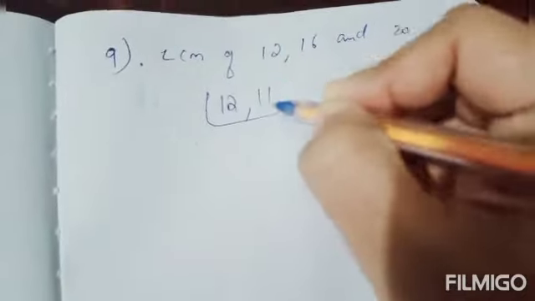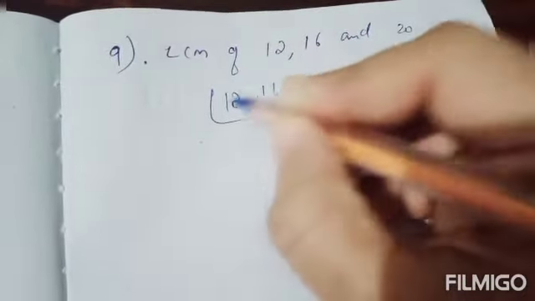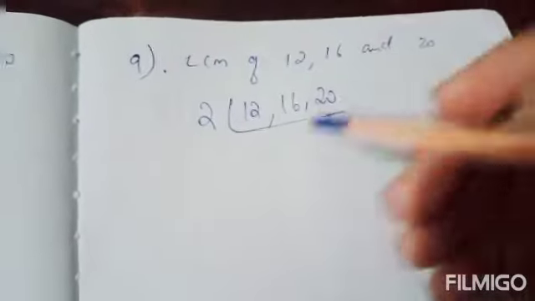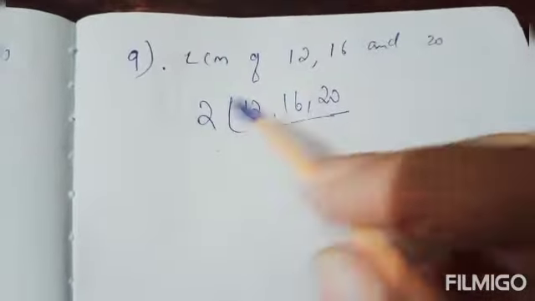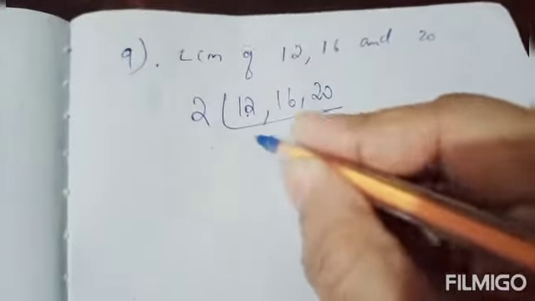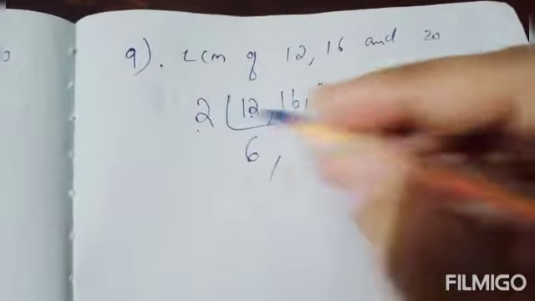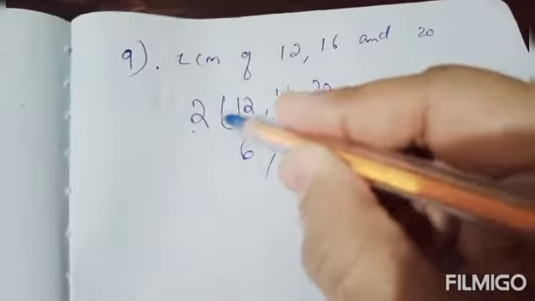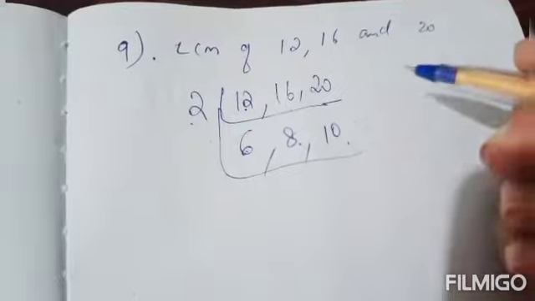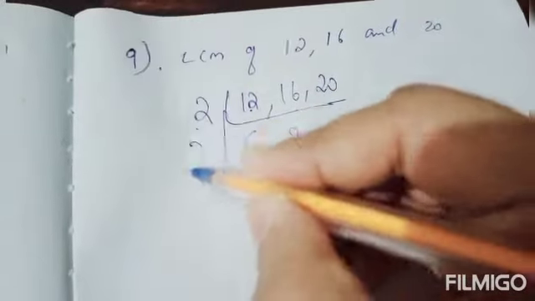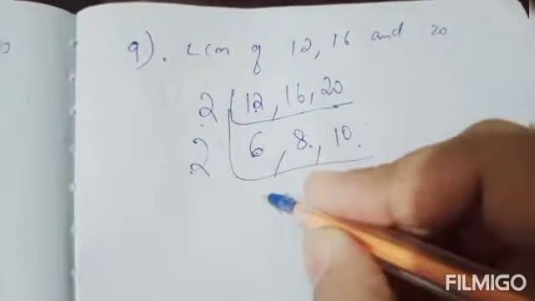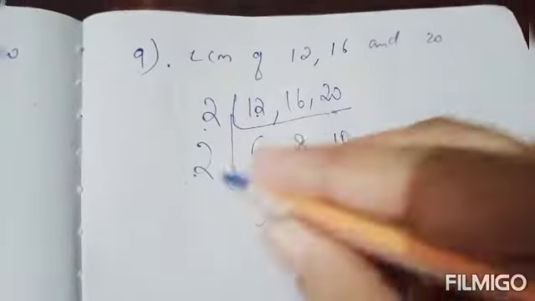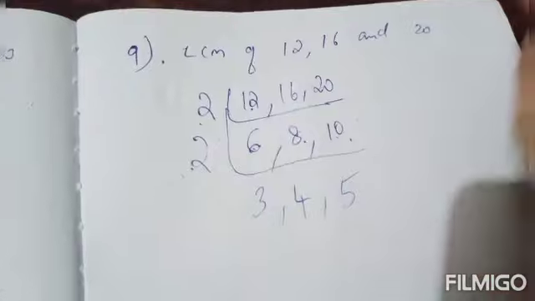So 12, 16, 20. All these numbers are divisible by 2. So you can divide all these by 2. 12 divided by 2, 6. 16 divided by 2, 8. 20 divided by 2, 10. 6, 8, 10 are divisible by 2. So 6 divided by 2, 3. 8 divided by 2, 4. 10 divided by 2, 5.